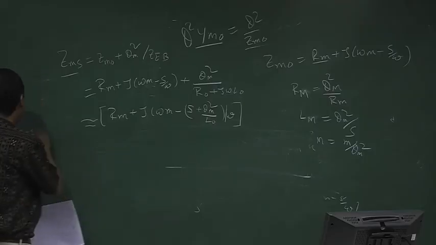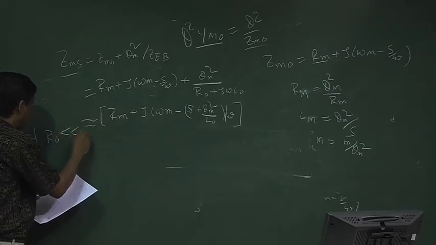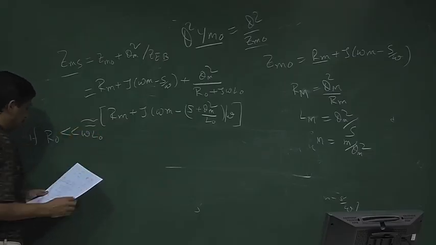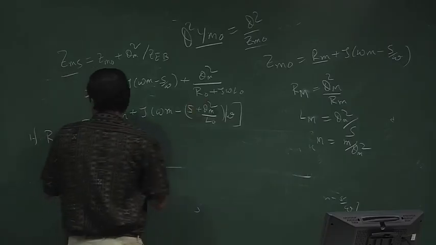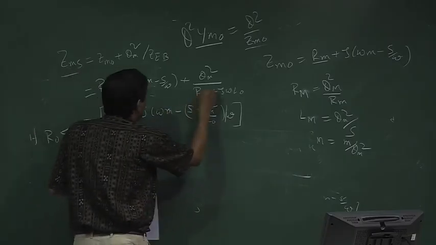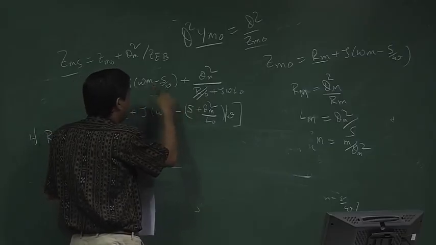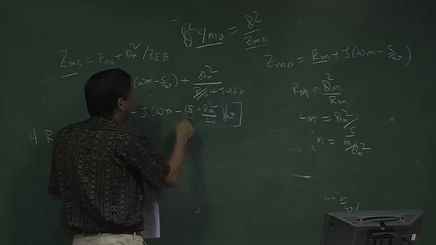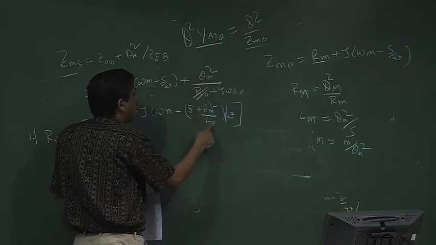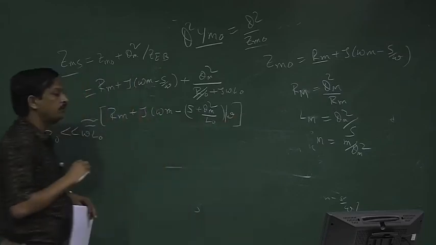If I consider that R0 is much lower than omega L0, then I can remove this R0. So, j will be multiplied upside, and it is nothing but s plus phi m square by L0, divided by omega, into this.